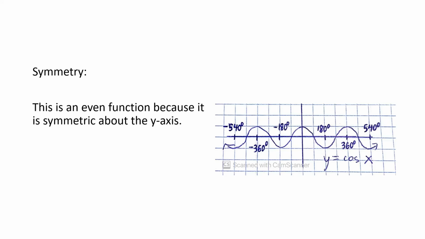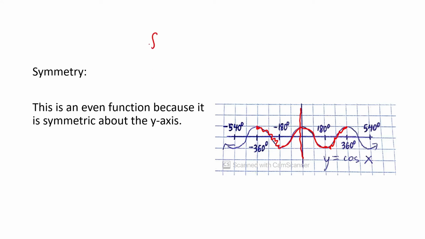Now let's talk about symmetry. For symmetry, this is kind of interesting. This is not an odd function like the sine curve was. This is an even function. If you were to reflect this piece right there in the y-axis, you would exactly get this piece, and vice versa. If you were to reflect this piece right here in that y-axis, you would exactly get this piece, and vice versa. This curve's a perfect reflection in the y-axis. That makes it an even function.